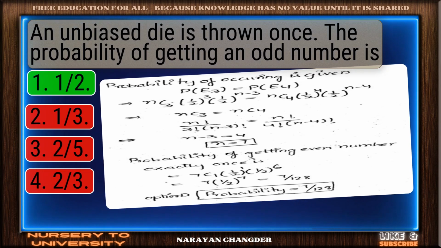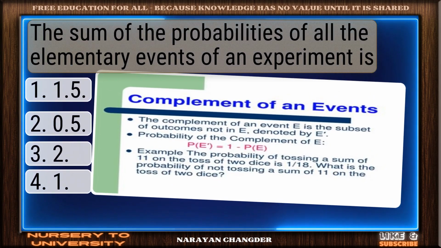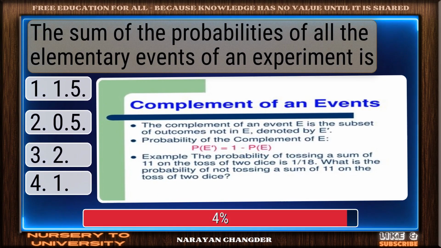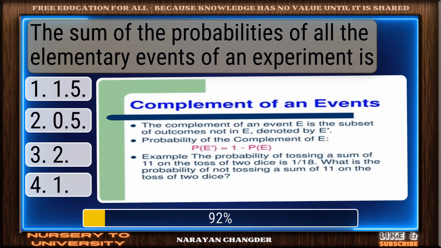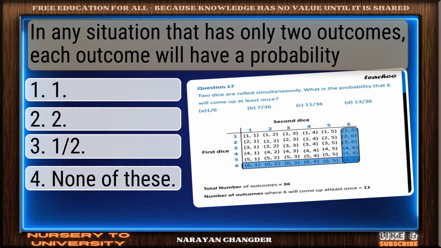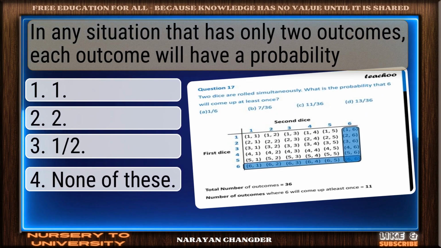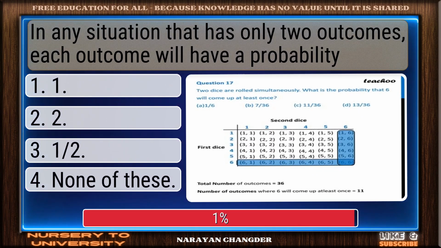Excellent choice. 1/2 is right. The sum of the probabilities of all the elementary events of an experiment is? Well picked. 1 is correct. In any situation that has only 2 outcomes, each outcome will have a probability.